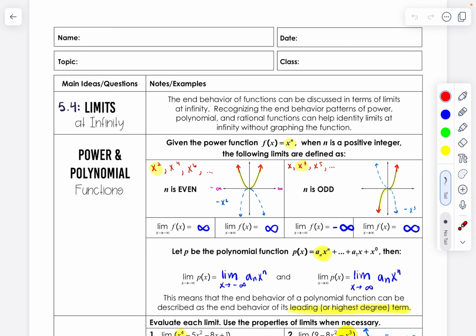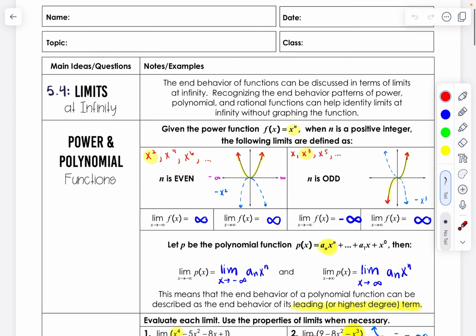Hello everybody. Today we are going to go through the guided notes for Learning Target 5.4, which is finding limits at infinity. This is our last learning target of the entire semester. So limits at infinity are talking about when the function is going to the left forever or to the right forever, which is basically looking at the end behavior of functions.